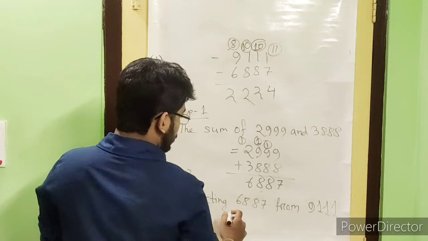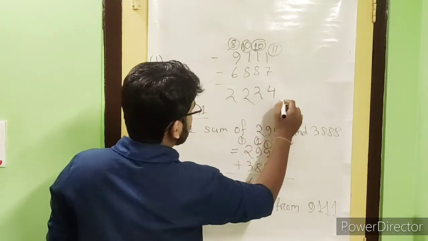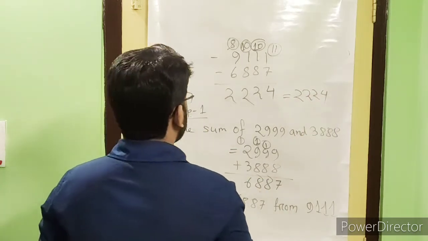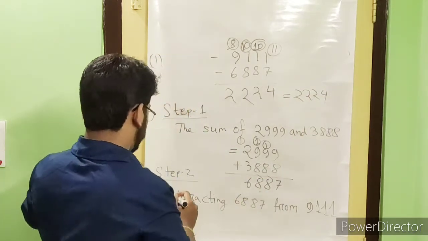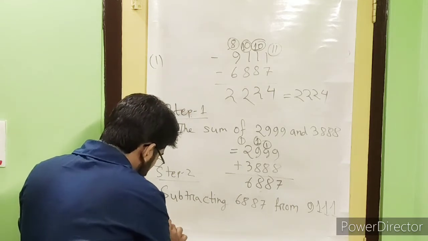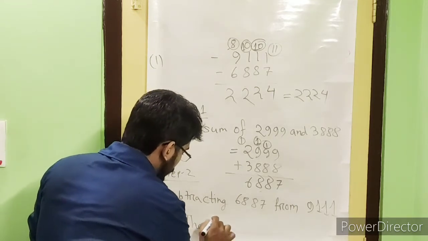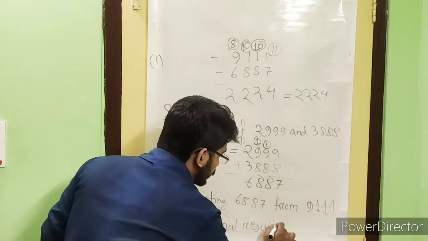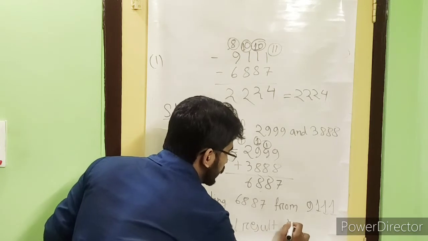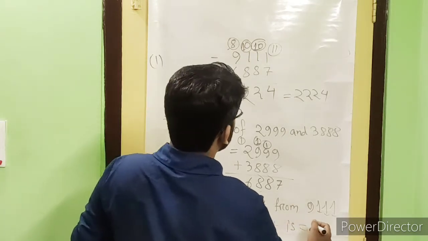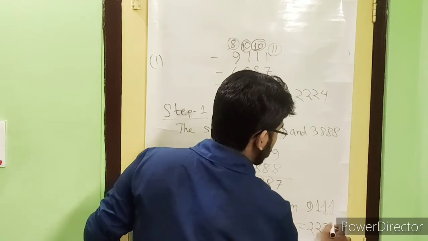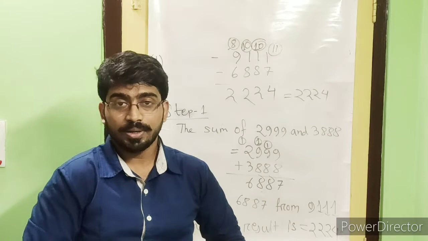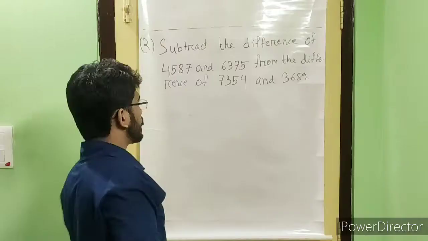So the final answer is from equals to 2224. Now how to write the answer? Answer. The final result is equals to 2224. Okay, now we are going to start our next type of question.